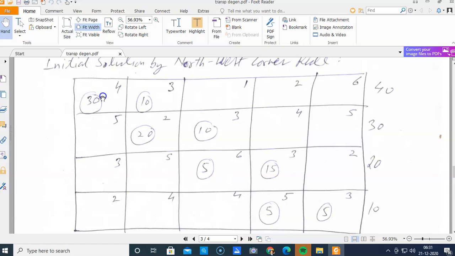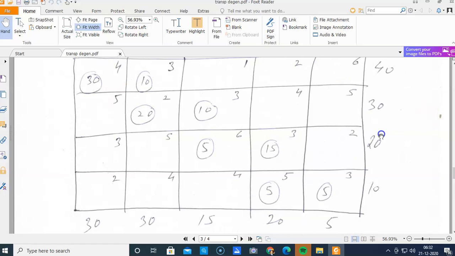Select that cell, then allocate the minimum of availability and demand. So 40 and 30, minimum is 30. So everything is finished over here, 10 left over here. Then we go to the next cell in the same row, and again we find the minimum of those 10 and 30. 10 is allocated here. Then everything is finished here, and here again we did this, some 20 units are left over here.